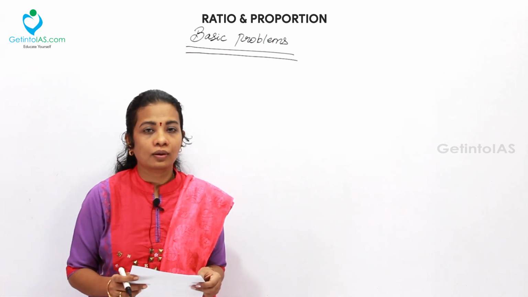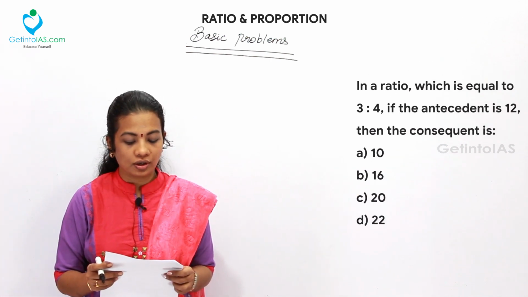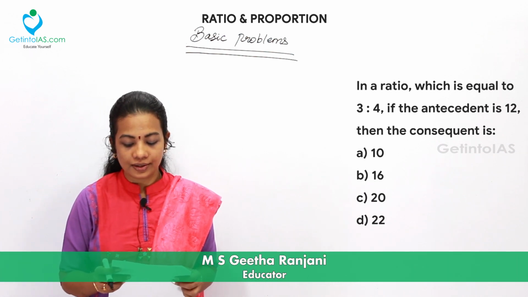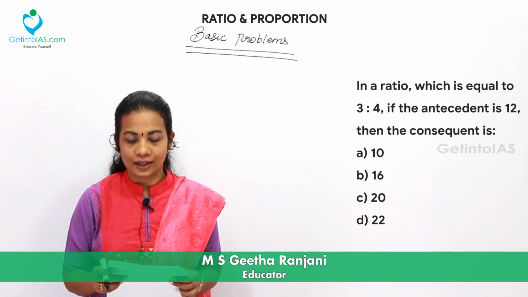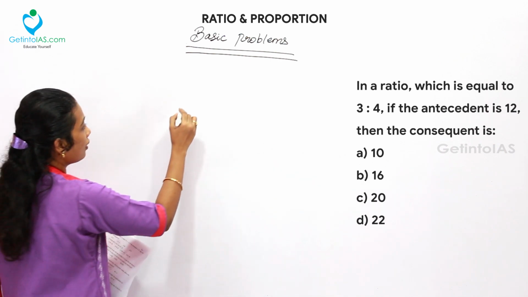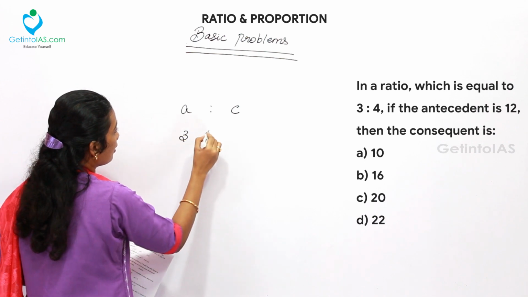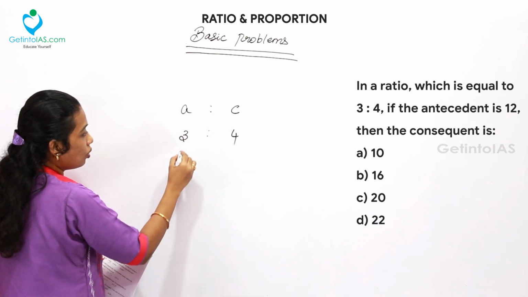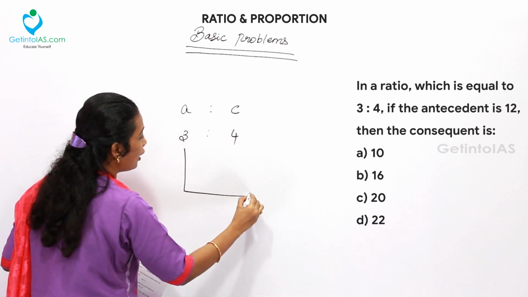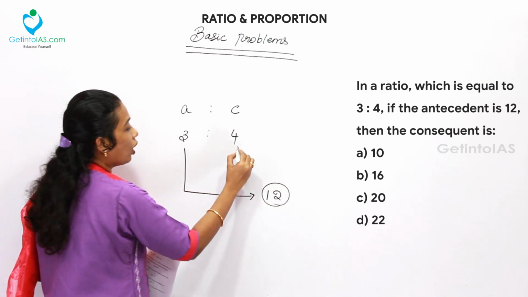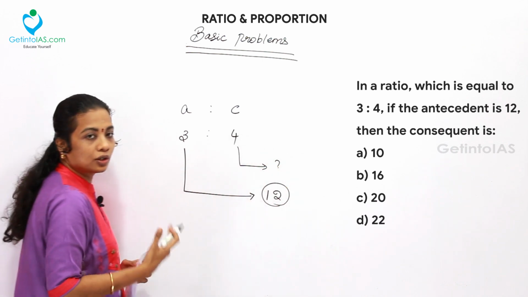Now let's move on to the basic problems. The first question is, in a ratio which is equal to 3:4, if the antecedent is 12, then the consequent is? Simply, it is given antecedent is to consequent 3:4. So given the antecedent value, the actual value for 3 units equal to 12, what is it for the 4 units? That is the question.